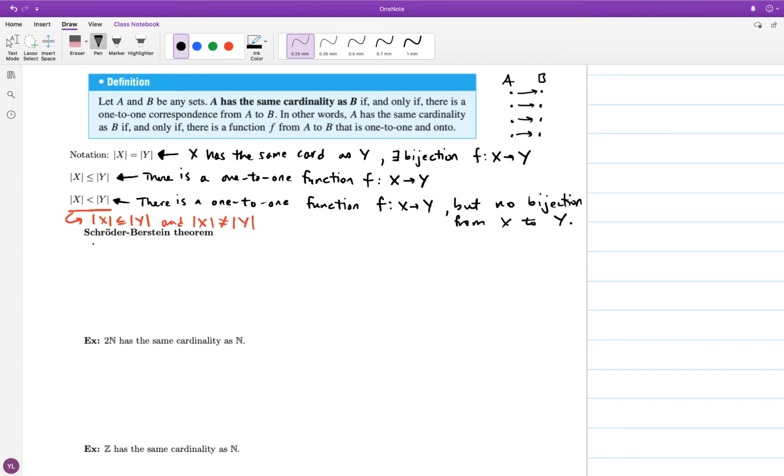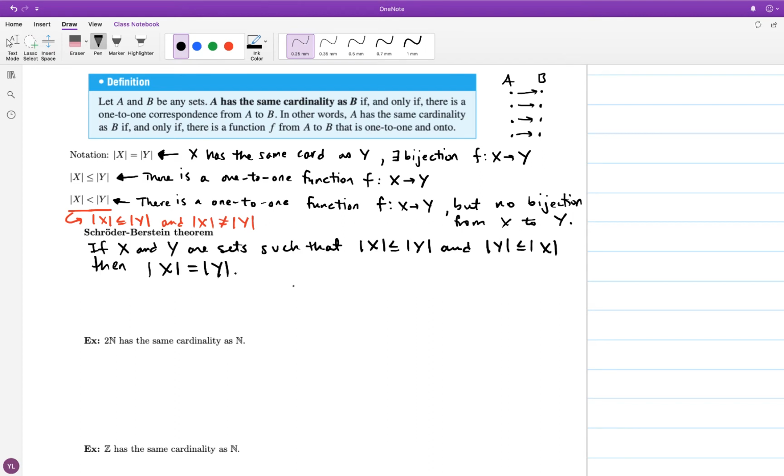So written out, and I know you're looking at the theorem saying, duh, if |x| ≤ |y| ≤ |x|, then |x| = |y|. That's not what this is saying, right? This is a statement about maps. This is saying if you have an injection from x into y and an injection from y into x, then you have a bijection from x to y.